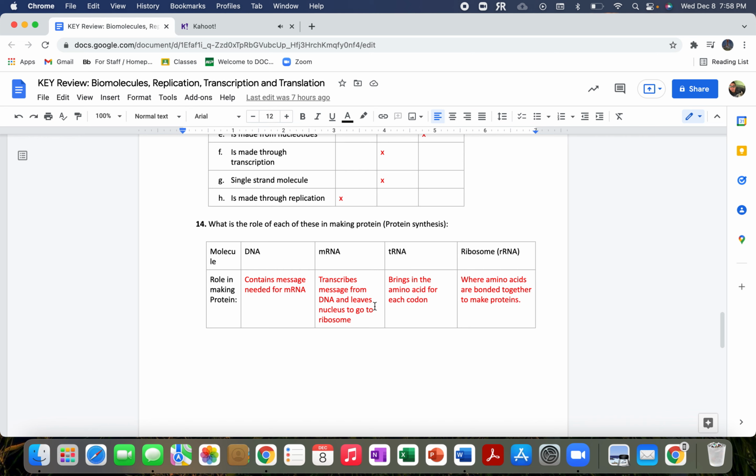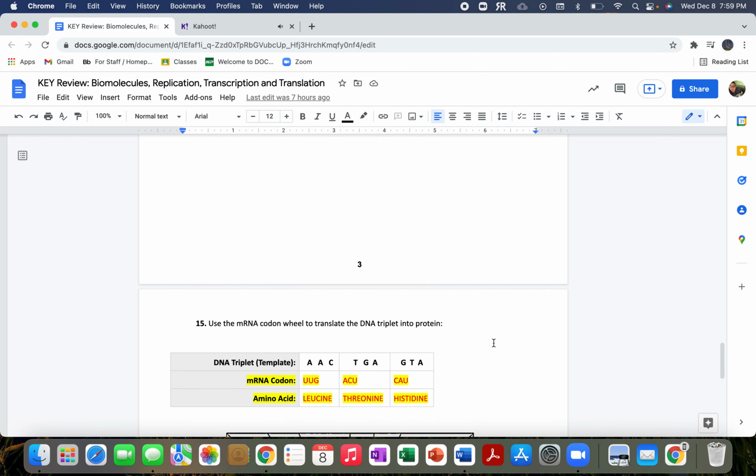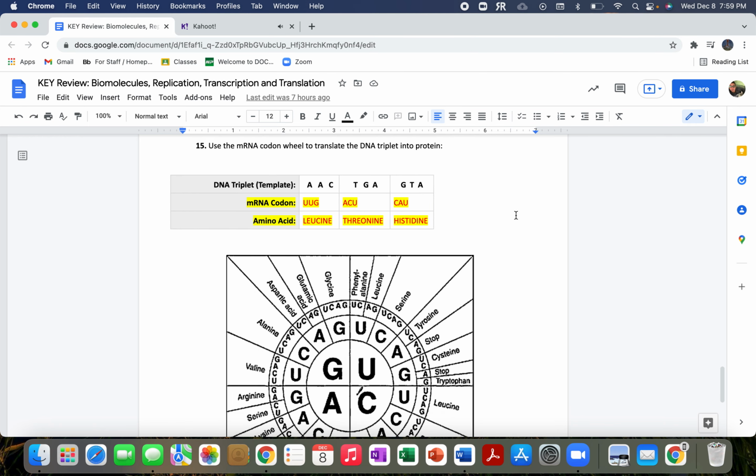The mRNA is going to transcribe the message from DNA. So it's going to take the message from the DNA, leave the nucleus and go to the ribosome. The tRNA, you don't need to worry about. We're not focusing on the tRNA. It's the one that's shaped like a T. It's going to bring in those amino acids. So it's going to match up to each codon, bring the amino acids, and they're going to bond together to make that protein. And then the ribosome is where the protein synthesis is going to happen. The amino acids are brought in, bonded together, makes the protein.